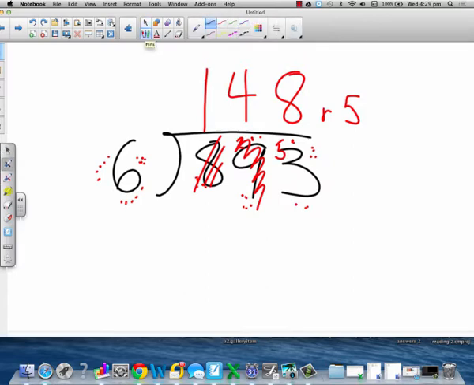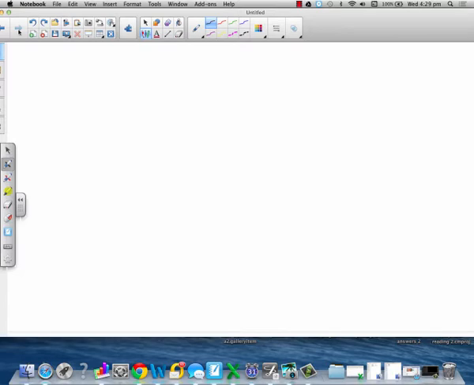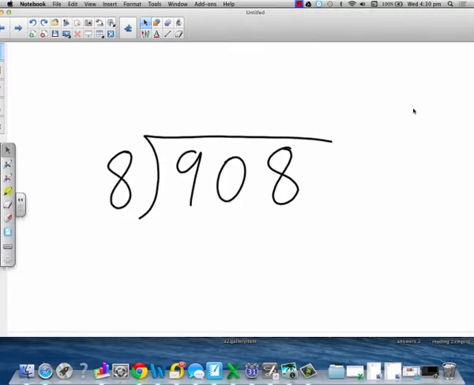Oh, actually, you know what? I want to do one more that's got a 0 in it, because it always tricks people, this one. Let's have a go at one with a 0. Okay, we have to do one with a 0 in it, because people often forget or don't know how to deal with the 0 properly. So let's have a go at that.